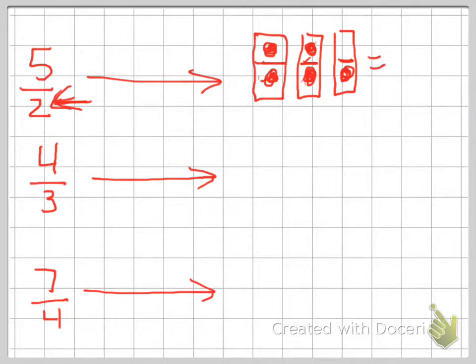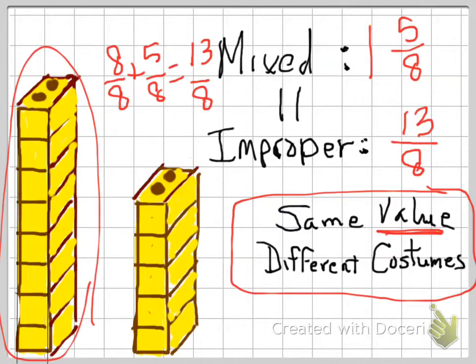Now, when we change it back to a mixed number, you ask yourself, how many whole pieces do I have? Well, here's one whole. Here's another whole. What's 1 plus 1? Yep, you got it, 2. And then how much do I have left over? How many out of those 2 pieces do I have shaded? 2 and 1/2. So there you have it. You guys are done. And I think you should be good to go.